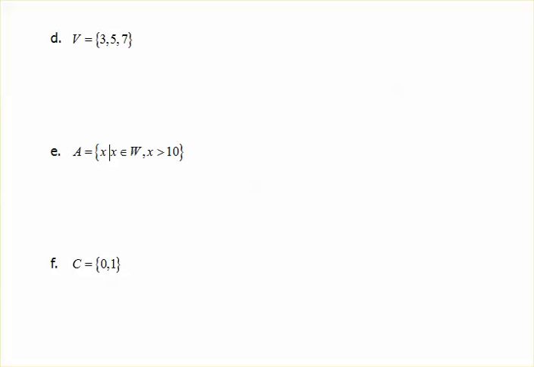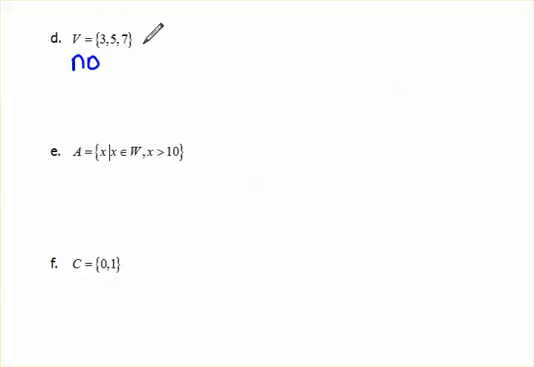What about the next set? The next set, V equals {3, 5, 7}. What do you think about this one? This one is not closed under addition, because if I were to take any two things in the set, say 3 plus 5, that would be 8, and 8 is not in this set.